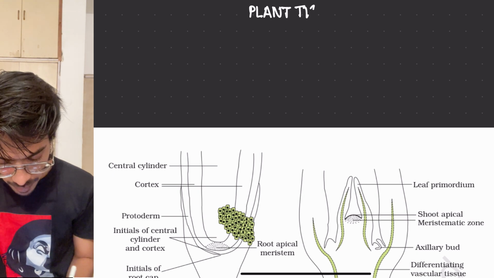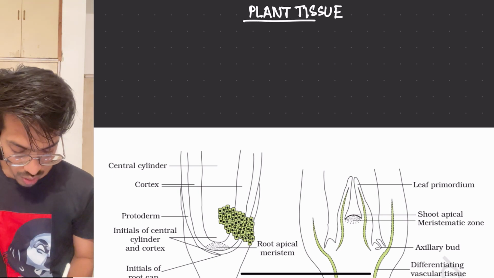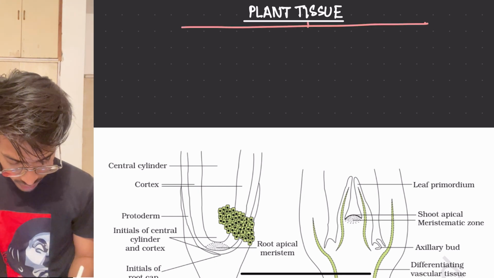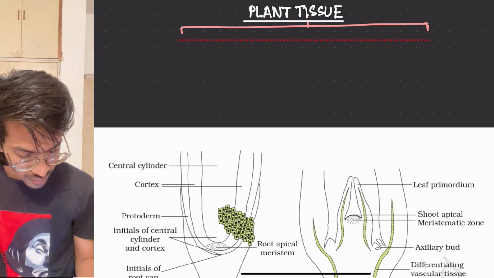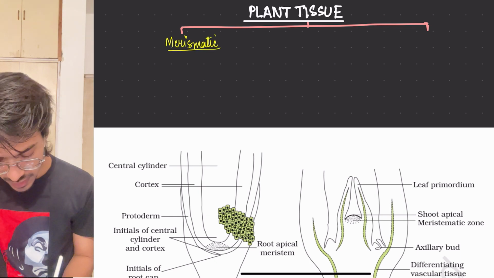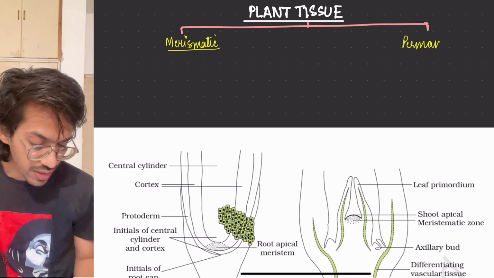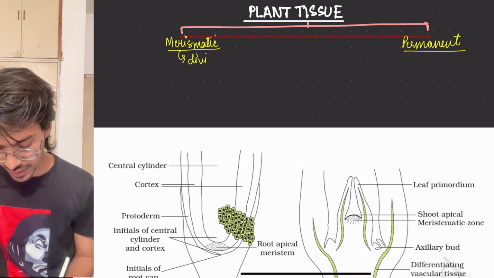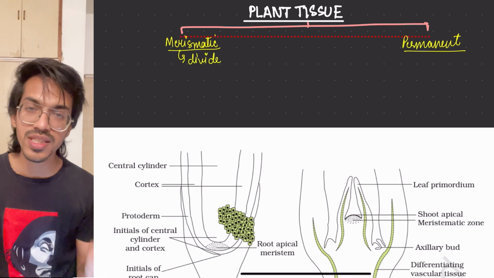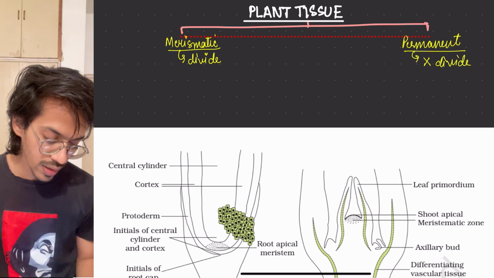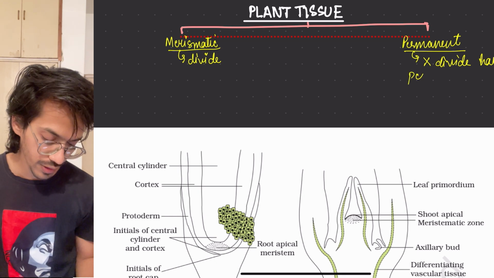plant tissue. Now the plant tissue is divided into two types of tissue. What are those? One is the meristematic tissue, and another is the permanent tissue. What does that mean? Meristematic tissue is the tissue that keeps on dividing. So it divides. Its only function is to divide, whereas permanent tissue does not divide and has a permanent function.